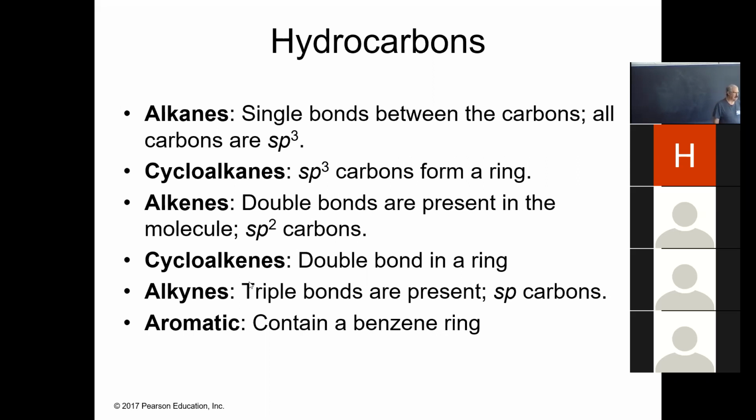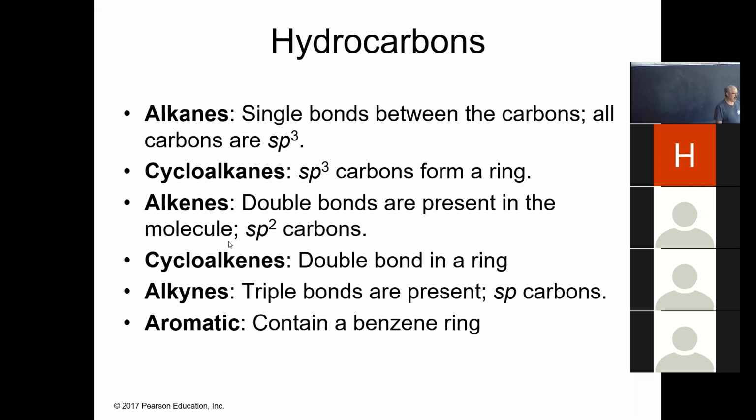Okay, alkanes are compounds that have only single bonds between the carbons. All of the carbons are sp3 hybridized, okay, which means they're tetrahedral. In cycloalkanes, you have sp3 or tetrahedral carbons that form a ring.